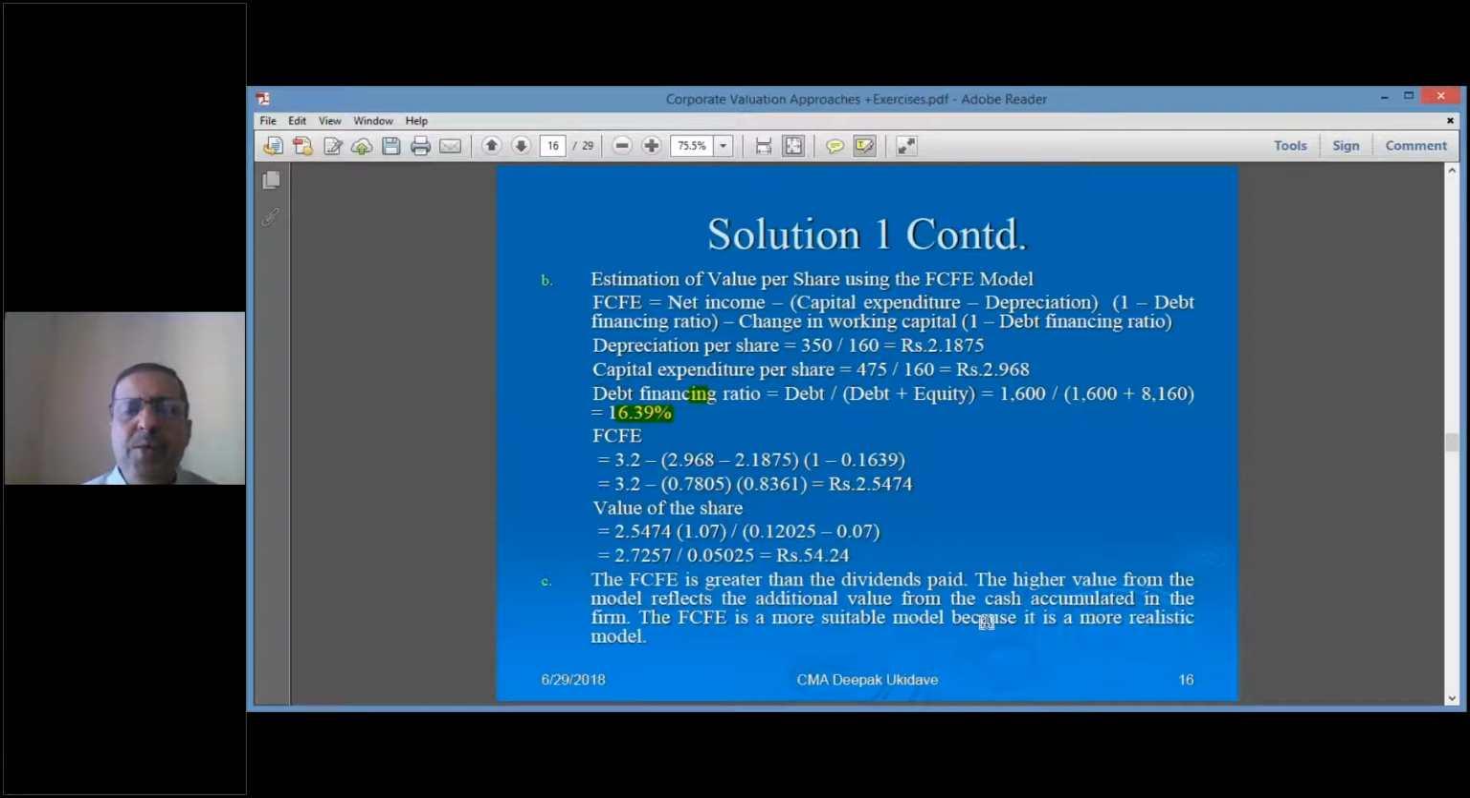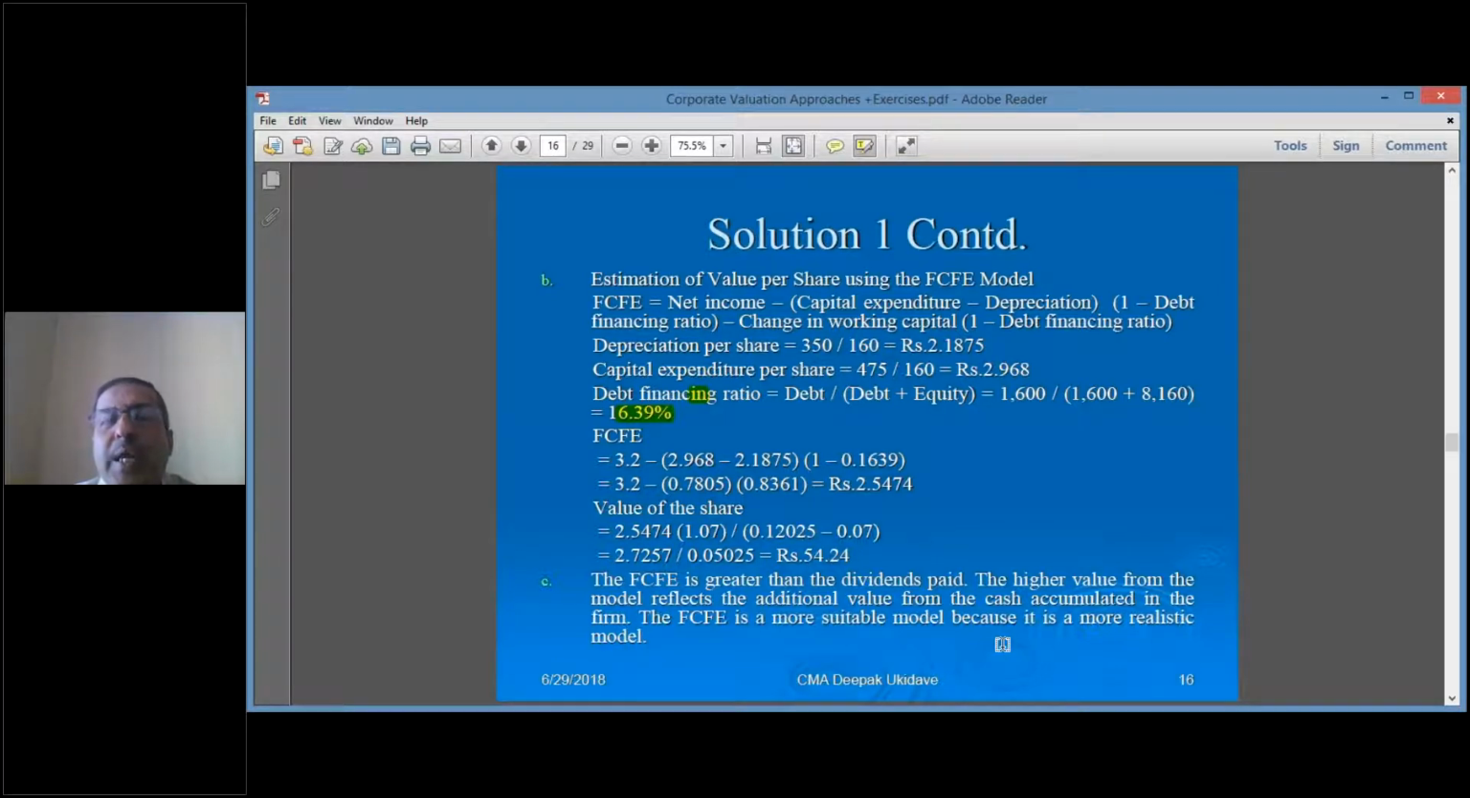Why is there higher value in FCFE? Because that indicates cash generated from business operations is higher, right? Higher value reflects additional value from cash accumulated in the firm. FCFE is a more suitable method because it is a more realistic model. That is the answer. More realistic, more reliable, because it throws light on income generating ability of the firm.